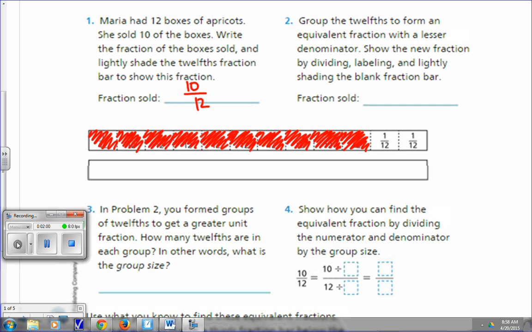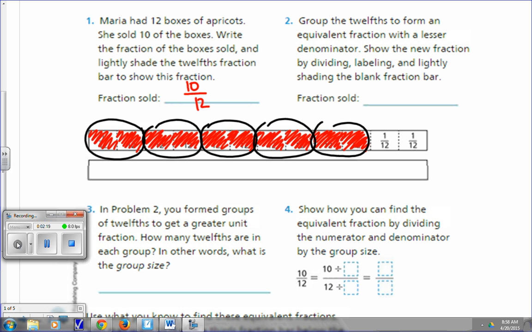Okay, I'm hearing a couple different things. You could divide it by 6, because you know that 12 divided by 6 is 2s. So you can make groups of 2, and you would have an even amount, right? Okay, but now what am I going to move this fraction bar into? Oh, good job, friends. So this is 1/6, this is 1/6, this is 1/6, this is 1/6, and this is 1/6. So what would be our equivalent fraction to 10/12ths in sixths?